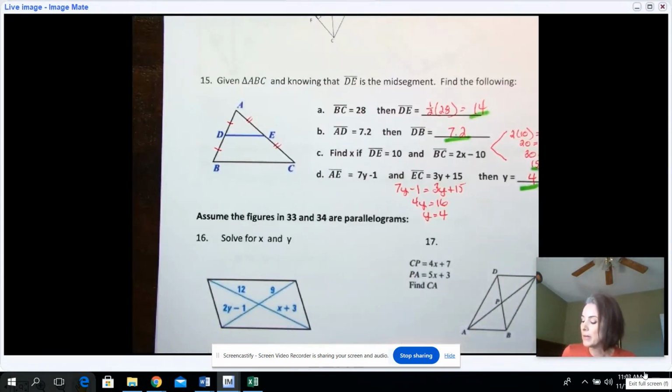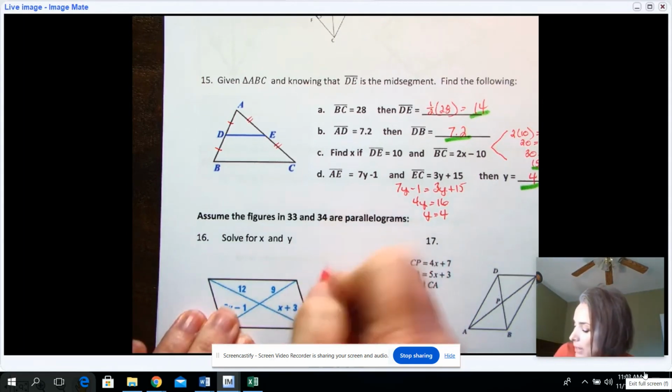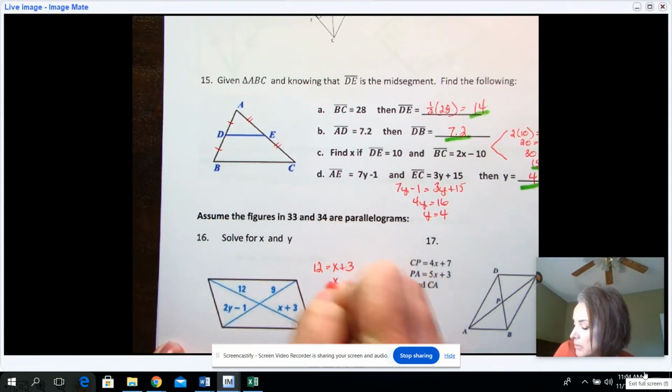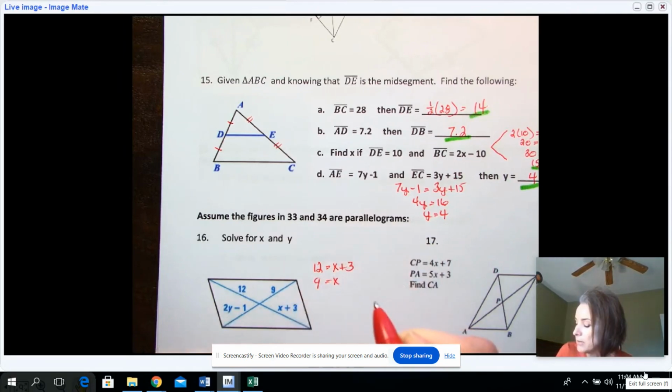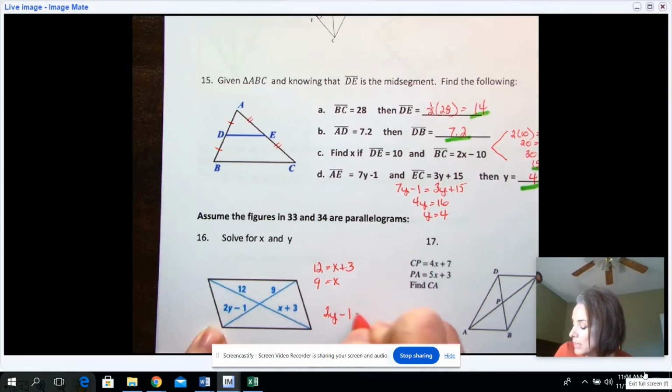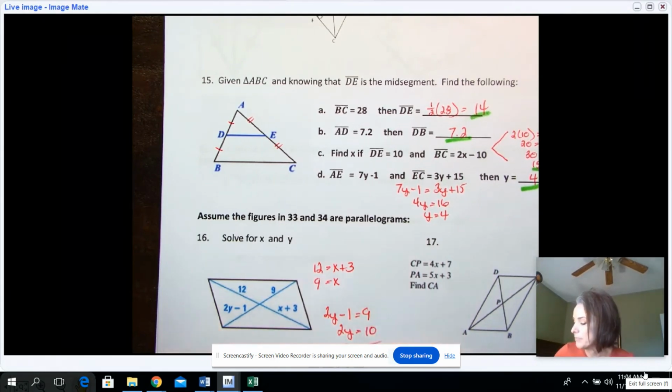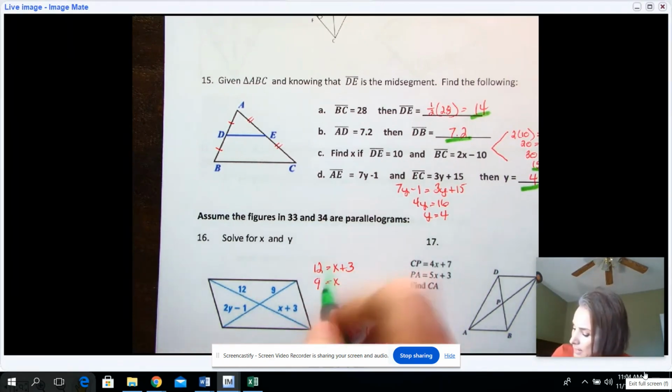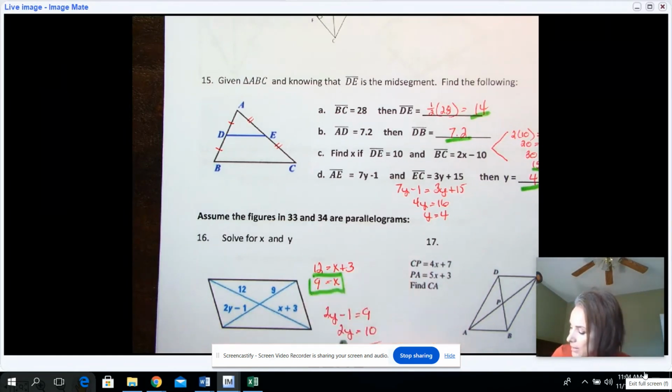Solve for x. If they're parallelograms, solve for x and y. So if they're parallelograms, what you know is the diagonals bisect each other. So I can say 12 equals x plus 3. Subtract 3 and you get x is 9. And then the other one would be 2y minus 1 equals 9. 2y equals 10. y equals 5. So x is 9 and y is 5.